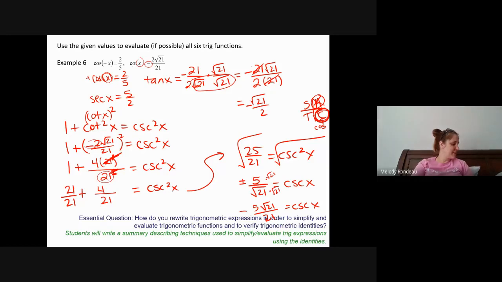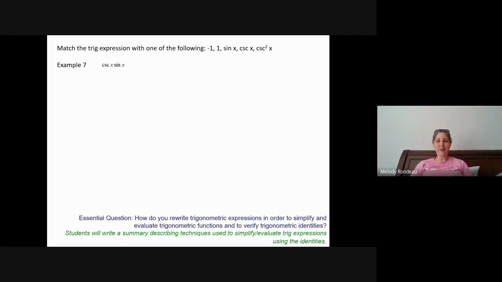Fantastic. It was very messy with that one, but very fun, because I like to do things a little crazy. All right, let's go on to the next section, which is actually so much fun. We get to use all those identities together in one shot. At the top, our directions say to match the trig expression with one of the following. This represents all the possible answers for this section, 7 through 11.